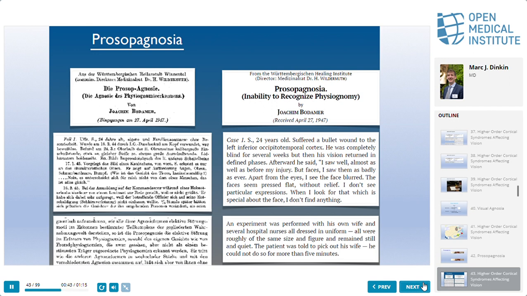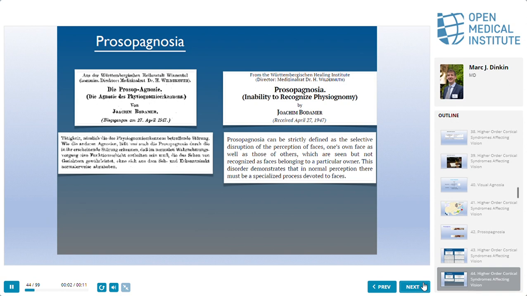And so then, Bodamer performs an experiment that you would not get away with now. They bring in the wife of the patient and several nurses, and they dress the wife in a nurse's uniform, and they line them all up, and they're roughly the same height, and the patient could not pick out his wife for 5 minutes. You couldn't get this experiment past the IRB nowadays. But it proves that he can't even recognize his wife amongst all the other nurses. So prosopagnosia, he says, can be defined as the selective disruption of faces. Even your own face, you can't recognize. It's very disturbing.